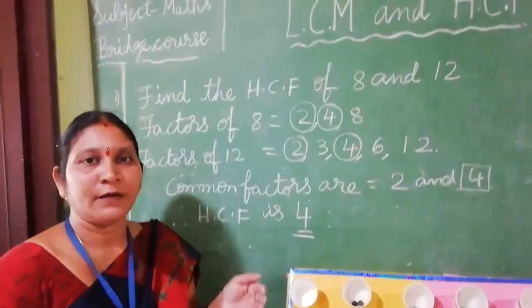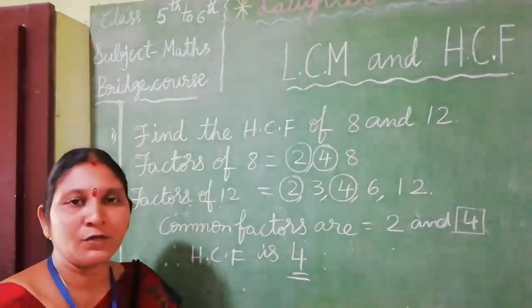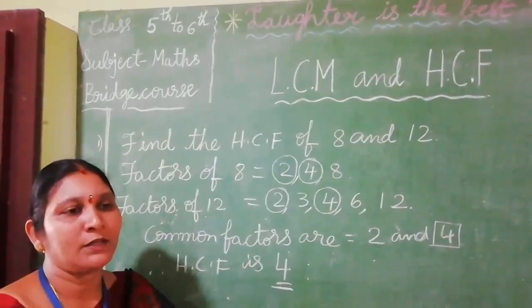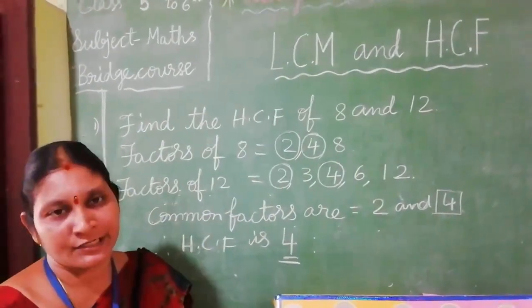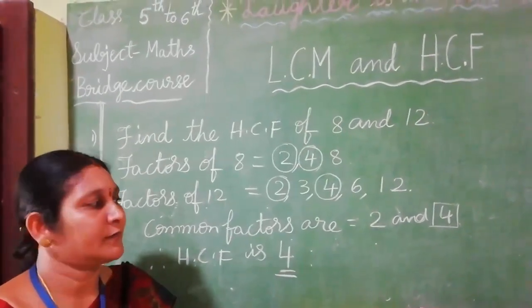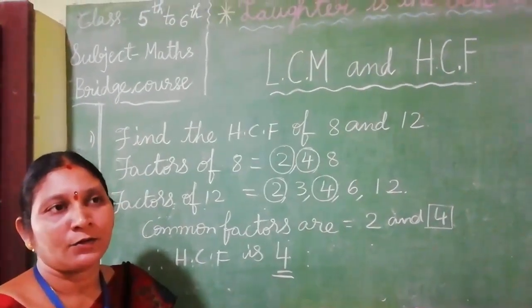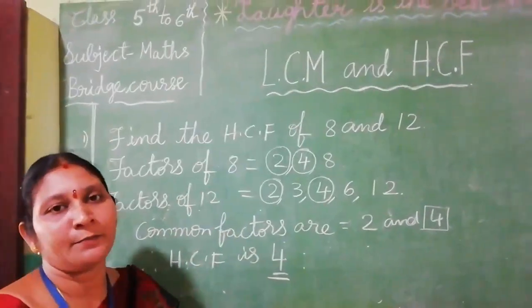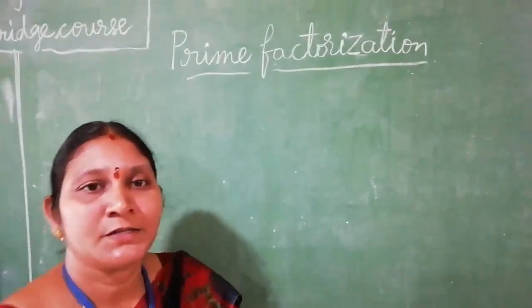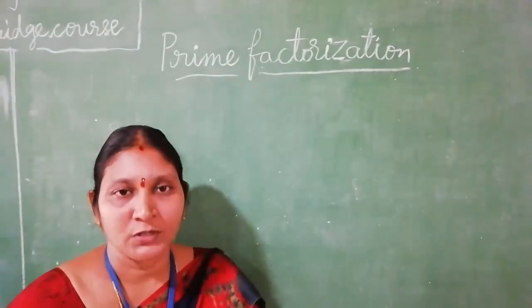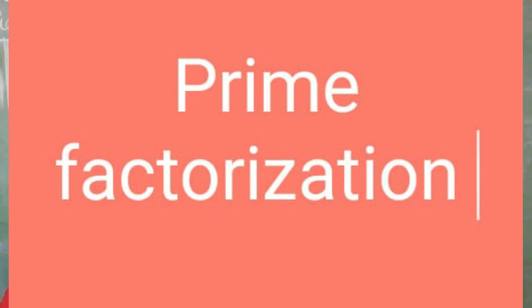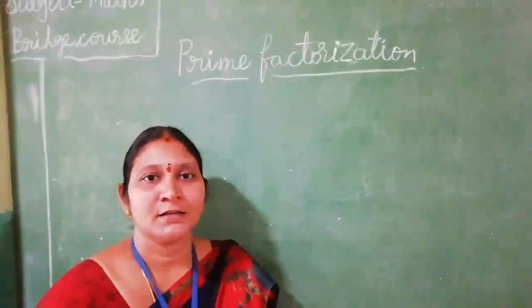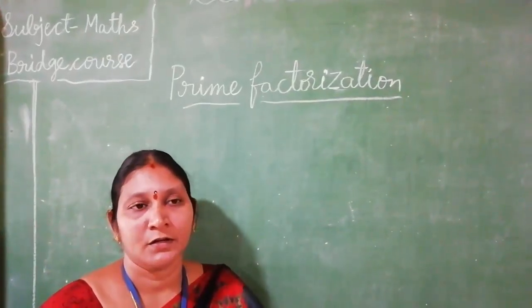Coming to 5 and 6 classes, this method is not used. We find the LCM and HCF through the method of prime factorization. The next topic is to find the LCM and HCF through the method of prime factorization. What is meant by prime factorization? We write the number as a product of its prime factors, which is called prime factorization.